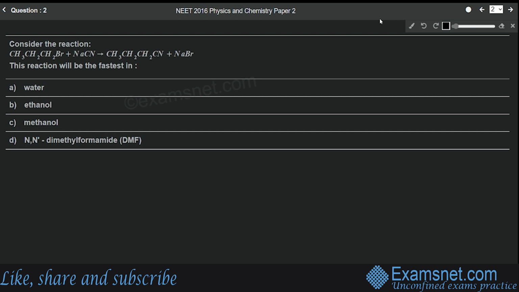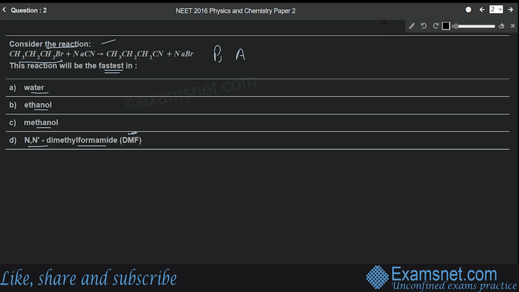Now question number 2 is from the chapter haloalkanes and haloarenes, and the question is: consider the reaction. This reaction will be fastest in. So we have to identify the correct solvent or medium for this reaction, right? Options are water, ethanol, methanol and N,N-dimethyl formamide, that is DMF. So what is happening here? Initially we have an alkyl halide, an alkyl bromide. And which type of alkyl halide?